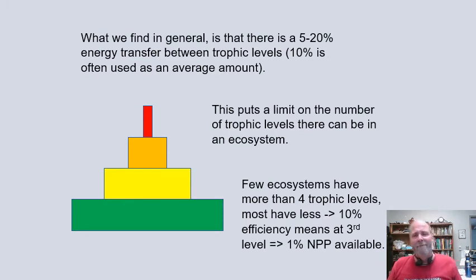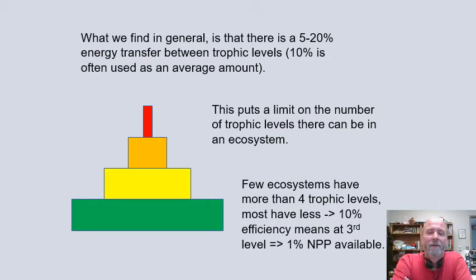So when we start averaging these things out or thinking of this on a broader scale, what we tend to see is that the range of energy transfer from one trophic level to the next, on average, is about 10%. Only 10% of the energy produced in one trophic level is available to the next trophic level. This puts a big limit on how many trophic levels there can be in an ecosystem. Very rarely do you see ecosystems with more than 4 trophic levels.